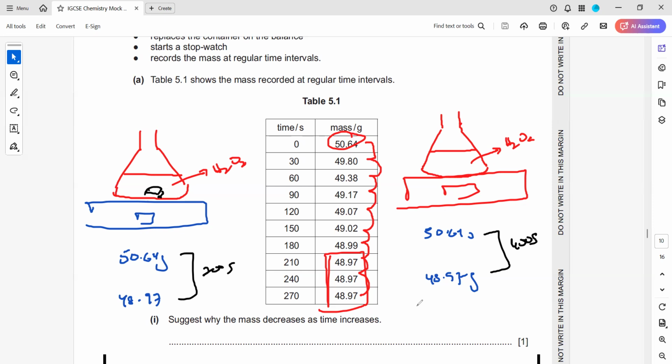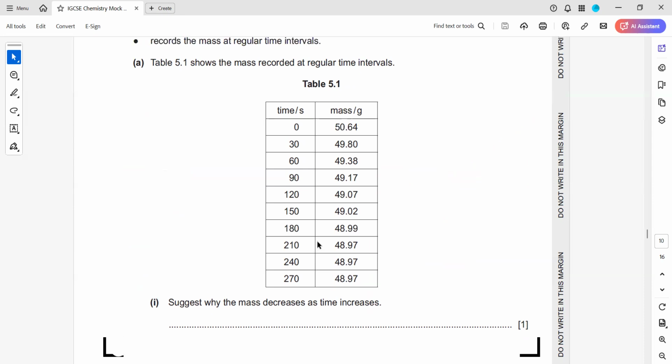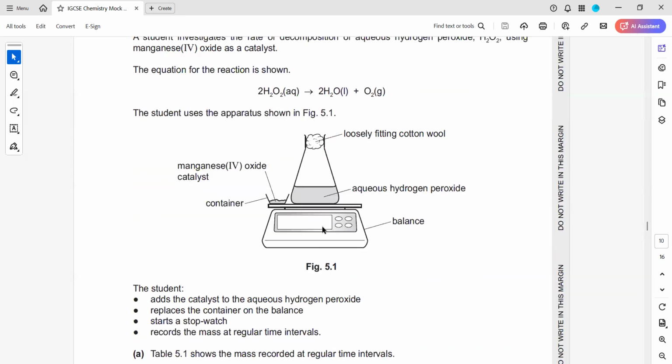This is for those who just joined now. This is mock paper 4 set 2. Suggest why the mass decreases as the time increases. The main reason is that the oxygen gas escapes, that's why the mass will decrease.